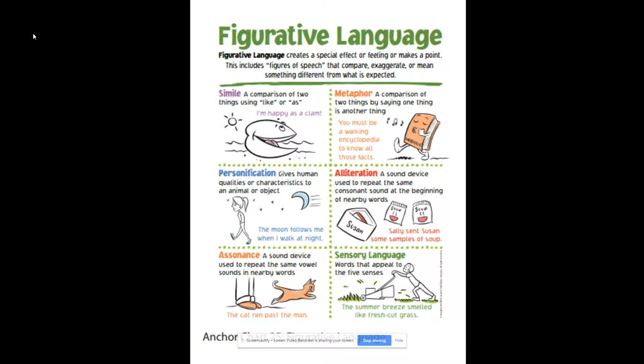Assonance is a sound device used to repeat the same vowel sounds in nearby words. The cat ran past the man. What vowel sound do you hear in that? Short A.